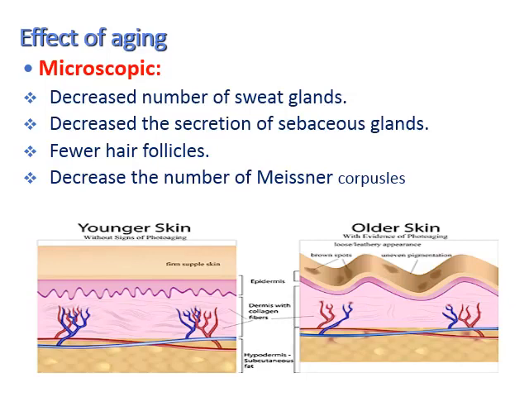Again, regarding the effect of aging, there is also decrease in the number of sweat glands, decrease in the secretion of sebaceous gland, fewer hair follicles, and decrease in the number of Meissner corpuscles.